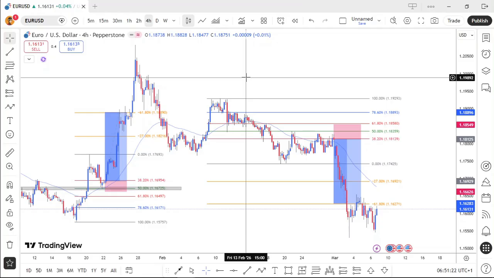So the common mistake traders make is drawing Fibonacci on small random moves. You don't draw Fibonacci on lower time frames like the 30 minutes, the 15 minutes, or the 5 minutes. You draw your Fibonacci on higher time frames like the 1 hour, 2 hour, and 4 hour.